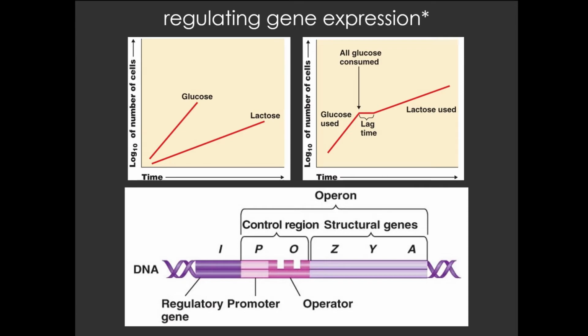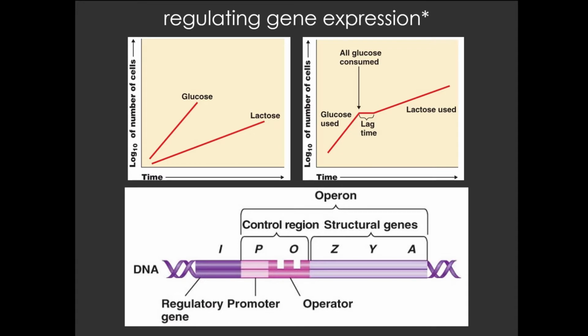Though those particular structural genes, Z, Y, and A, are unique to the LAC operon, the I, P, and O regions are common to all operons. As you can see from the drawing, the operon consists of a control region and the structural genes.